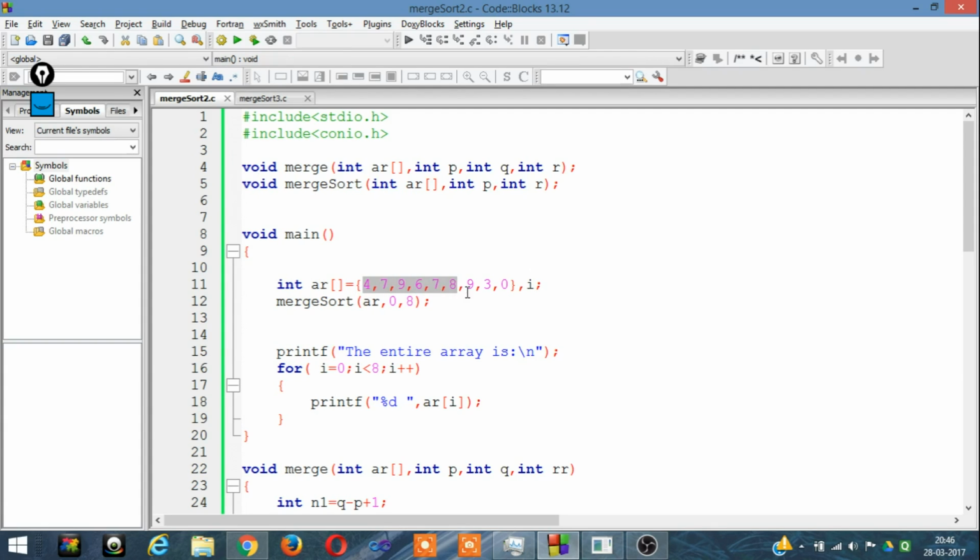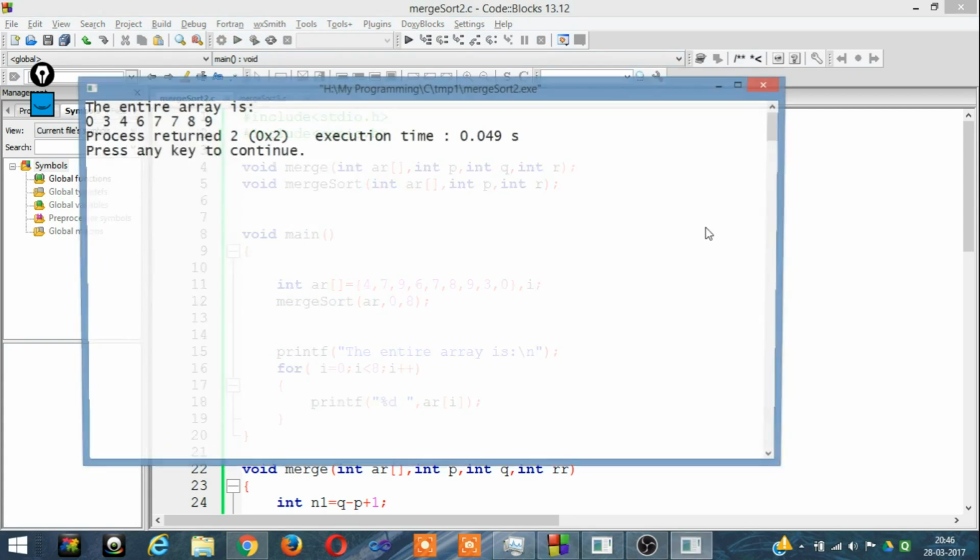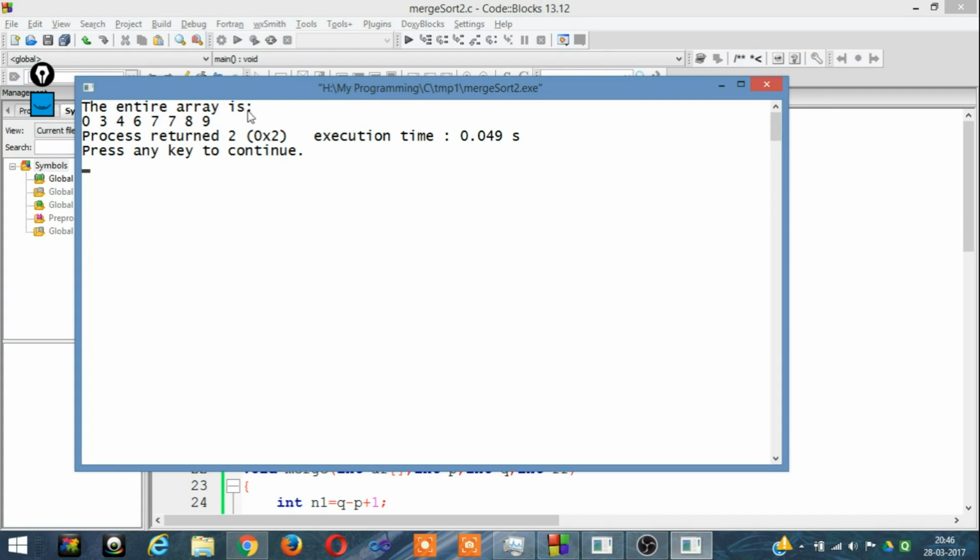In this array we have these elements, and as you can see, these elements are not sorted. So let's try to sort them. I run this algorithm and it says the entire sorted array is 0 3 4 6 7 7 8 9. So this thing is sorted.